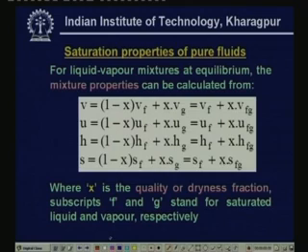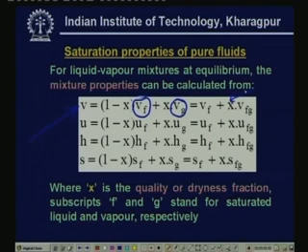For example, this equation gives the specific volume of a two phase mixture in terms of the saturated liquid specific volume and the saturated vapor specific volume, and x here is nothing but your dryness fraction or quality. I am sure that you have used these relations while performing calculations in basic thermodynamics. Similarly, you can express the specific internal energy u of a two phase mixture in terms of the dryness fraction x and the saturated liquid internal energy and saturated vapor internal energy.